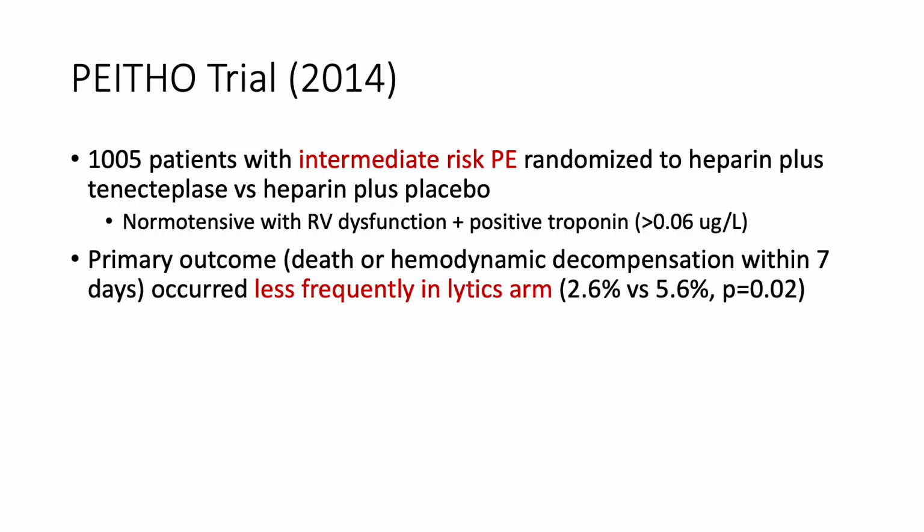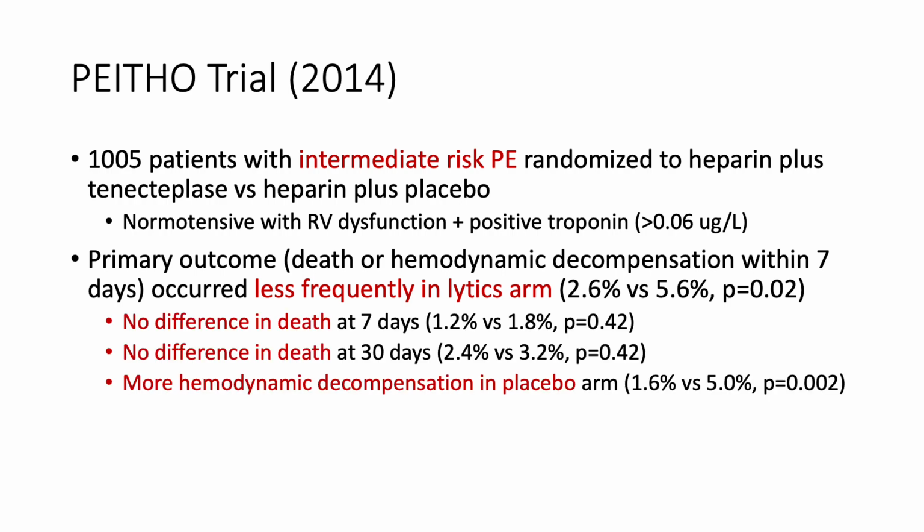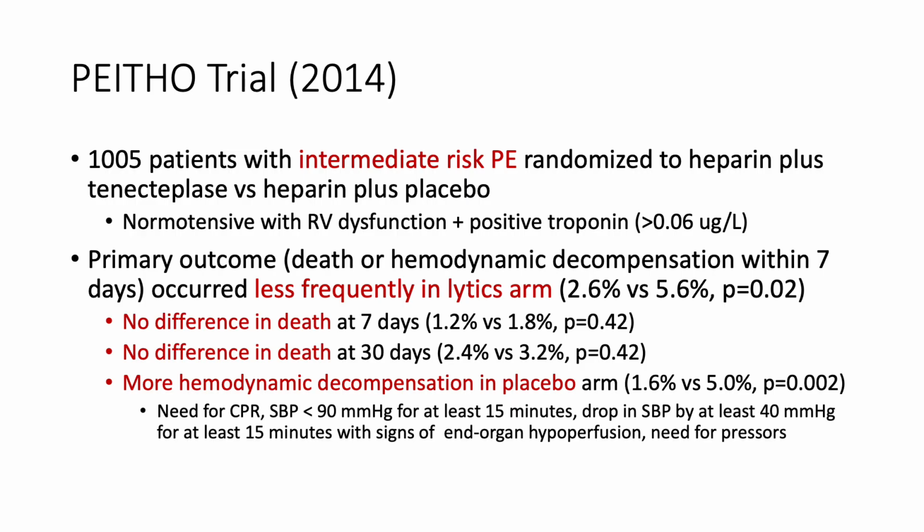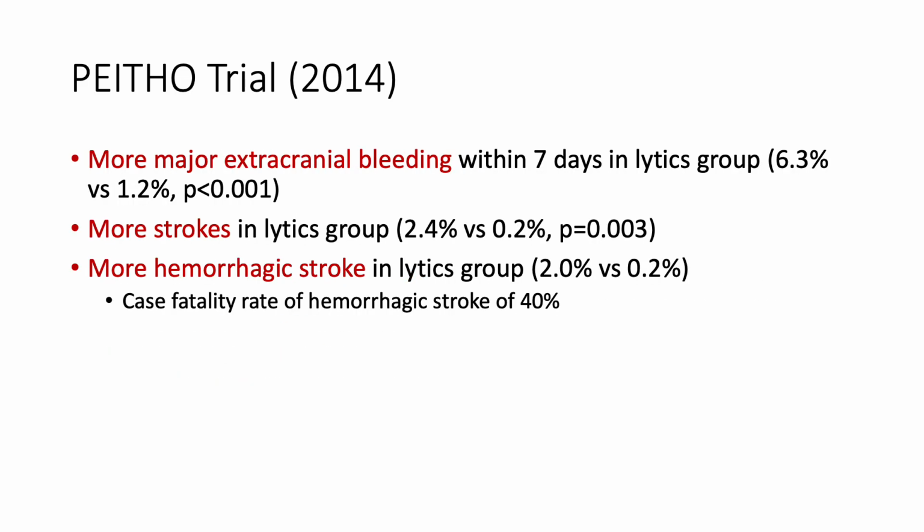And the primary outcome they were looking at was death or hemodynamic decompensation within 7 days. And that did occur less frequently in the thrombolysis arm, but there was no difference in death between the two groups. There was more hemodynamic decompensation in the placebo arm. So you can see 5% of the placebo arm patients had hemodynamic decompensation, which was defined as these things. Most of them had transient hypotension. Now, the trade off was there was a lot more bleeding in the thrombolysis arm. Not surprising. They had more major extracranial bleeding, more strokes, and more hemorrhagic strokes with a pretty high case fatality rate.